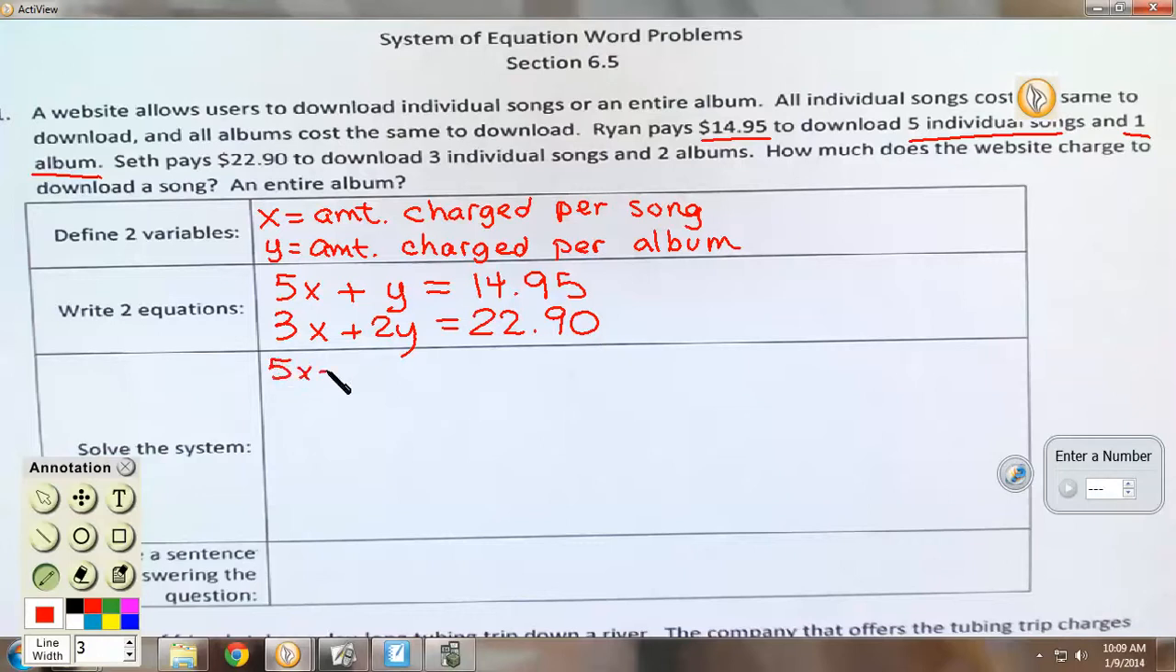You're probably going to have to write small here in your box. So I'm going to take that first equation, I'm going to solve for y. Jordan suggests we subtract 5x to do that. So we're left with y equals $14.95 minus 5x. Let's circle $14.95 minus 5x. Where are we going to substitute that back into? Y in the second equation. For y in that second equation.